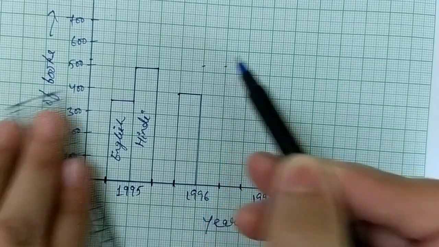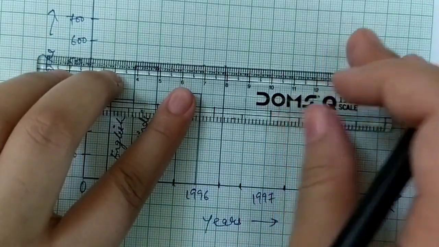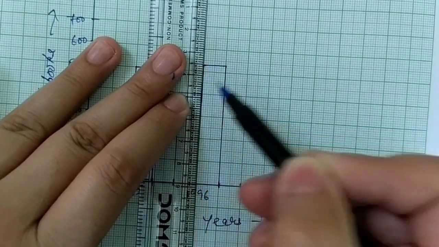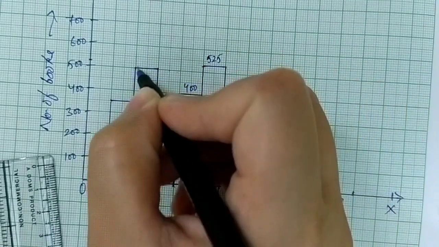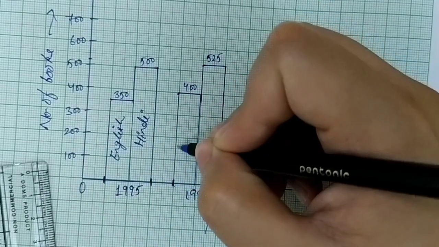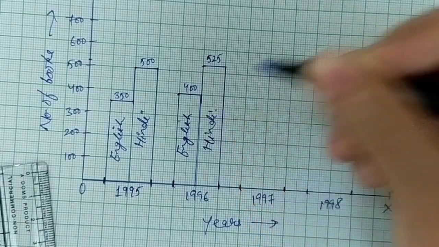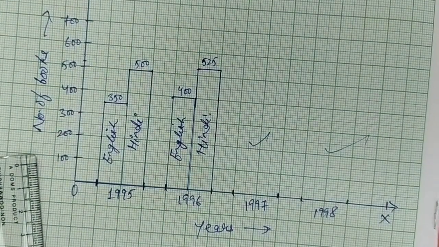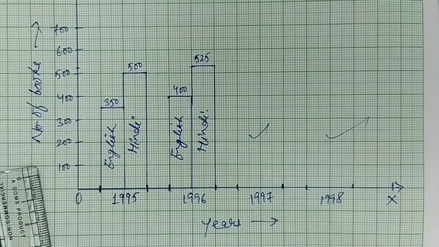So here marking this, I will get 525 approx. Okay, and I can write here 525, this is 400, this is your 500, and this is your 350, and I can write that it is English and it is Hindi. Likewise, for the other 2 years you can draw. I think it must be clear now. And this is called as your double bar graph.